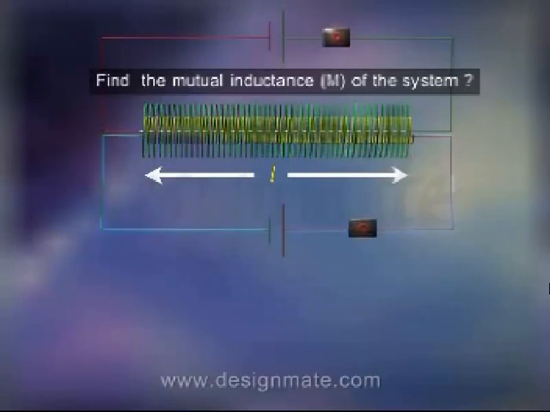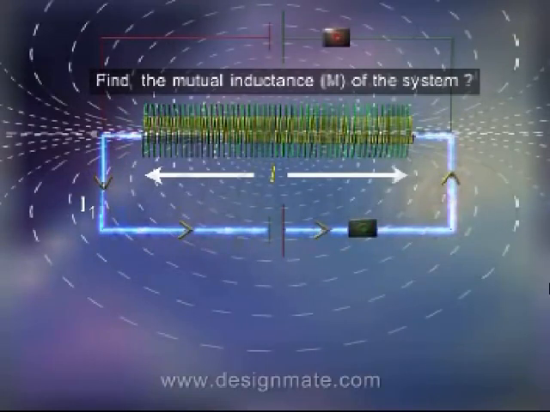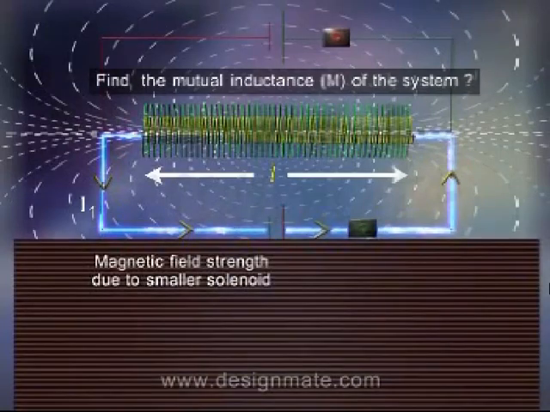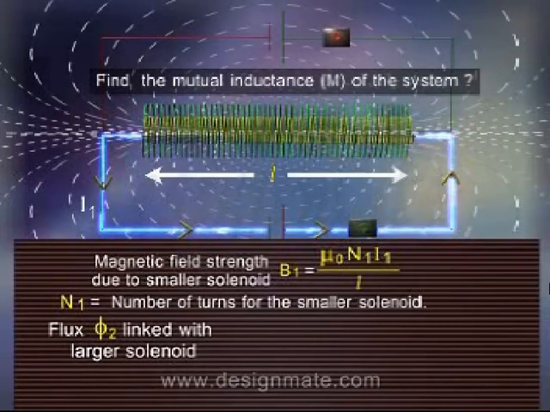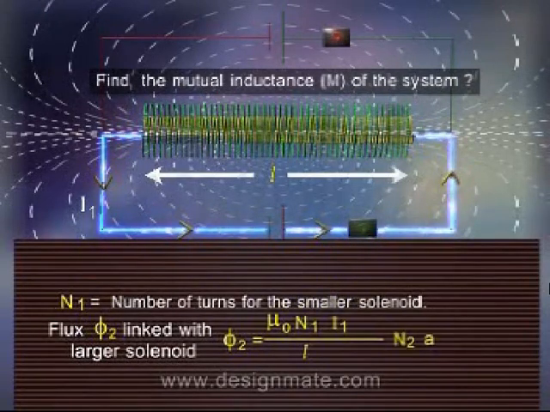When a current I1 is flowing through the smaller solenoid, the magnetic field strength within it is given by mu 0 N1 I1 upon L, where N1 is the number of turns for the smaller solenoid. The flux phi2 linked with the larger solenoid due to this field is phi2 is equal to mu 0 N1 N2 I1 A upon L.